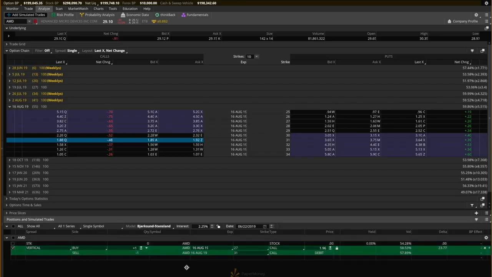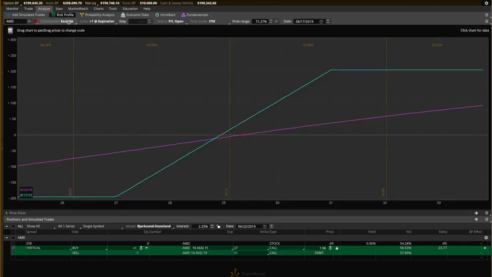But so why am I showing you this? Why is this important? It's because you don't have to do all the calculations that we did earlier. If you simply click on risk profile, then this is what comes up. Now you have a vertical spread that you have already put onto your Thinkorswim platform, and it calculates the max profit and the max loss for you.